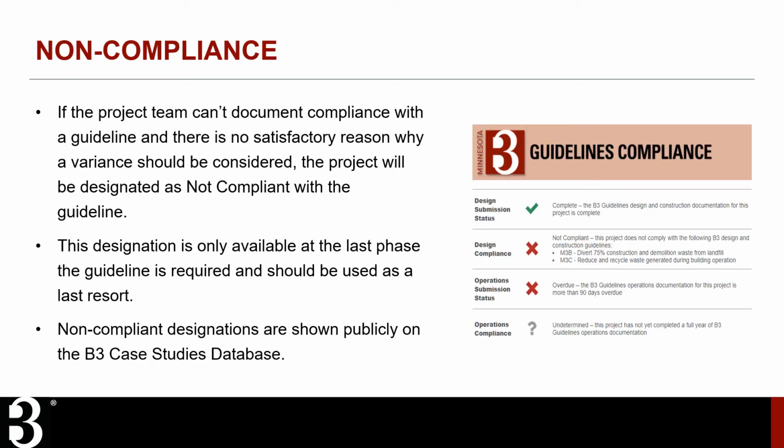If the project team can't document compliance with a guideline and there's no satisfactory reason why a variance should be considered, the project will be designated as not compliant with the guideline. This designation is only available at the last phase the guideline is required. Before that, the project team should use provisional variances while attempting to solve the issue, and only pursue not compliant status as a last resort. All non-compliant designations are shown publicly on the B3 case studies database, as shown in the image on the right.